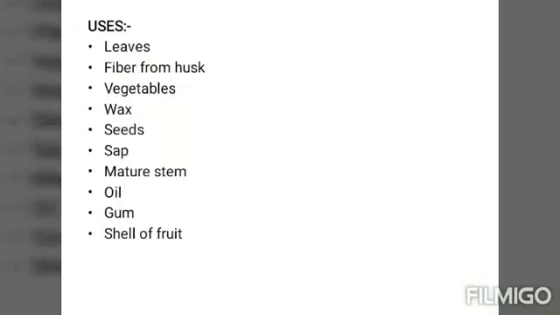Now we'll talk about its uses. There are several uses of the different parts of the palms. First we'll discuss its leaf. Leaves are used for thatch and woven work; you make many things out of the leaf. Examples are palms like Corypha and Borassus. I'll give you the notes and you can check from the notes.